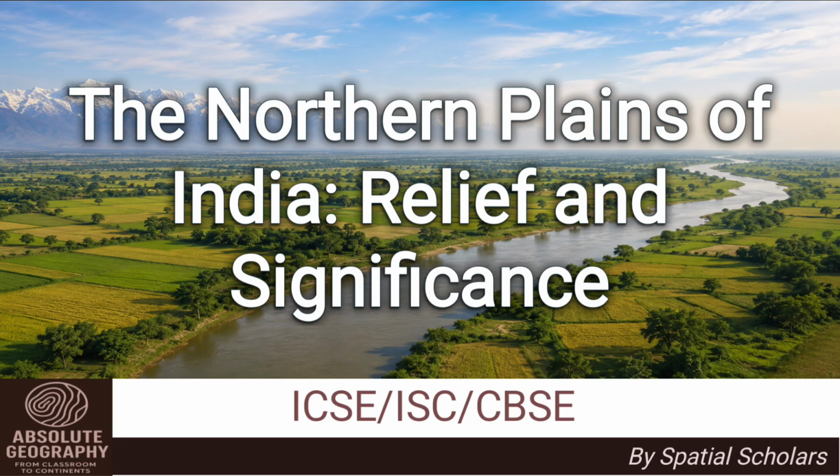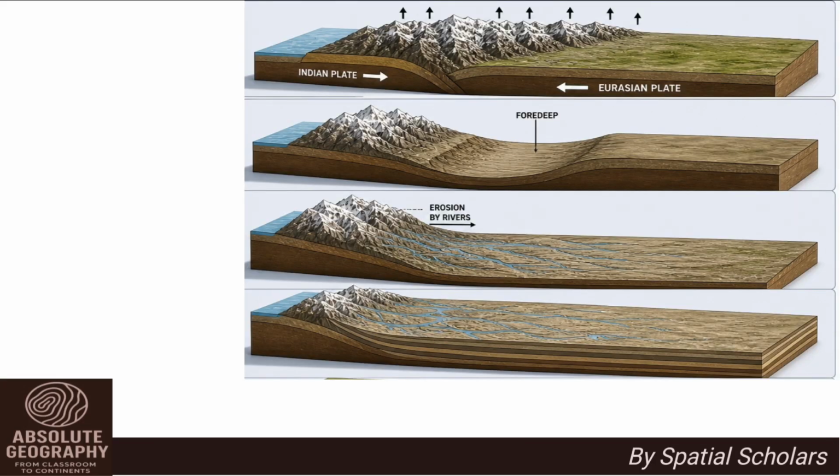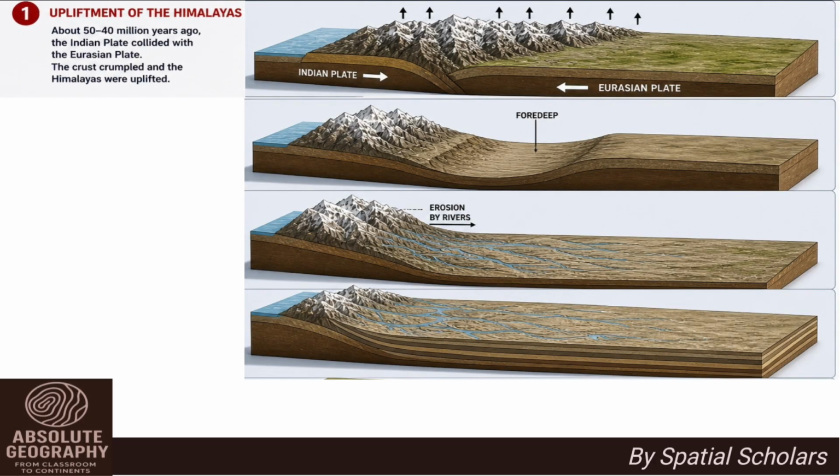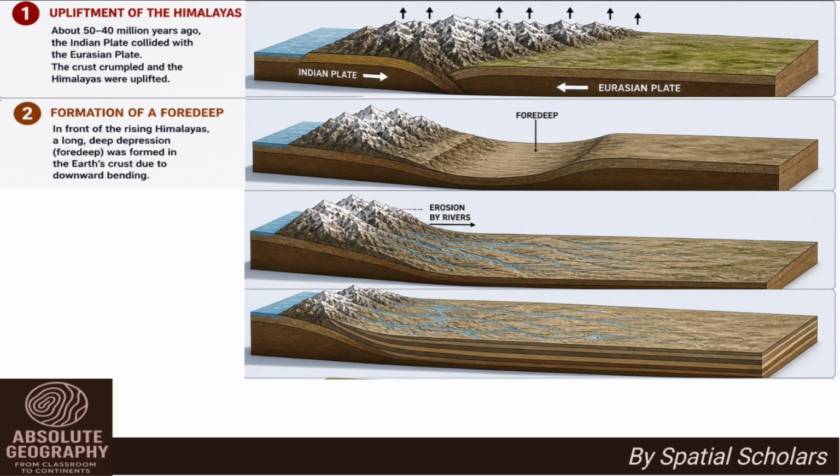In today's video, we are going to discuss the northern plains of India in detail, their formation, relief features, regional divisions and significance. After the collision of the Indian plate with the Eurasian plate and the formation of the Himalayas, a large depression was formed to the south of the newly uplifted mountains. This depression is known as a foredeep.